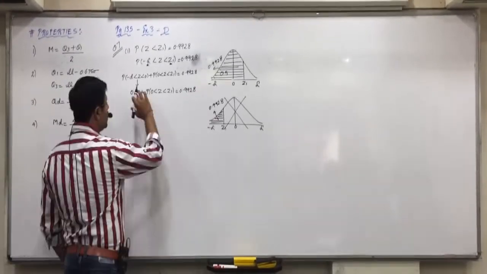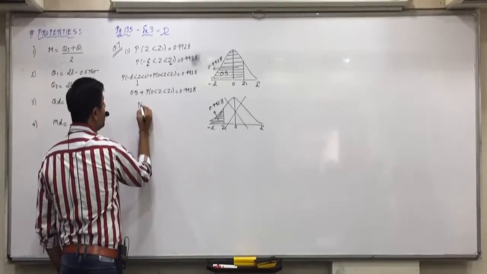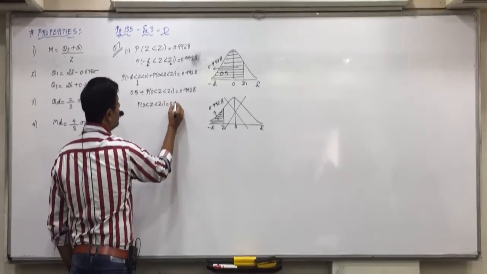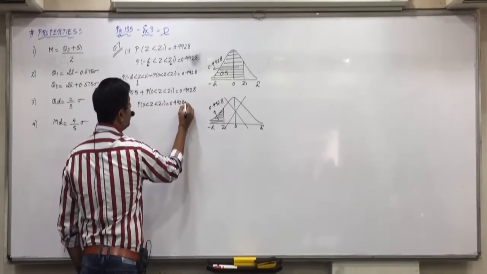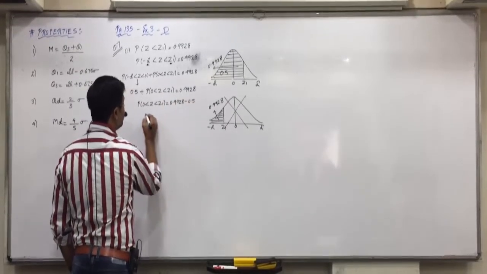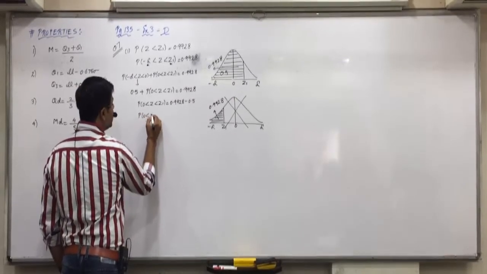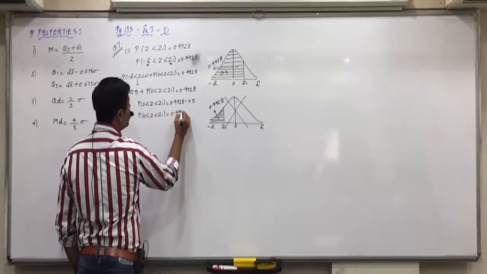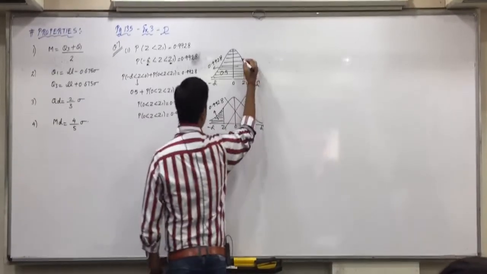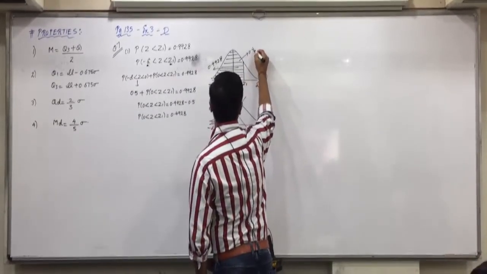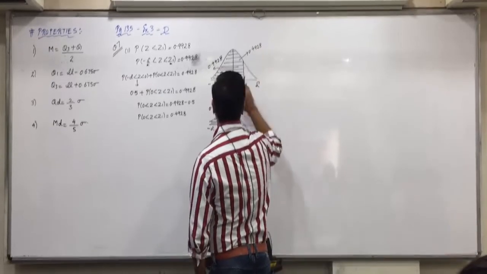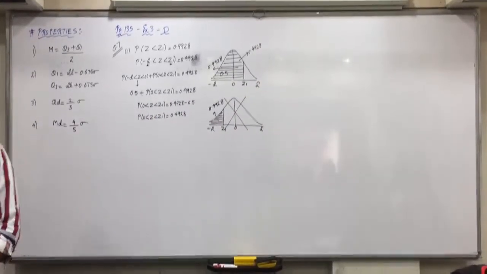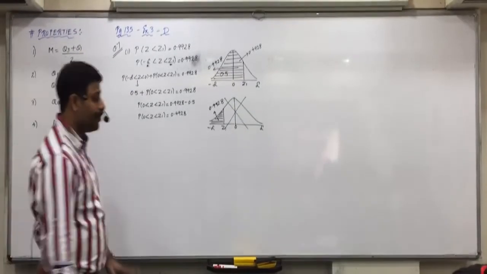Yes, 0.5 on the right side will become minus. So 0 less than z less than z1 is 0.9928 minus 0.5. That is 0 less than z less than z1 is 0.4928. Means this area is 0.4928. Now, once you get the area from 0, then only we can see the table, because in the table all the areas are from 0.